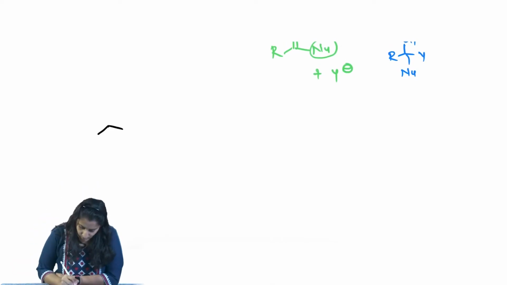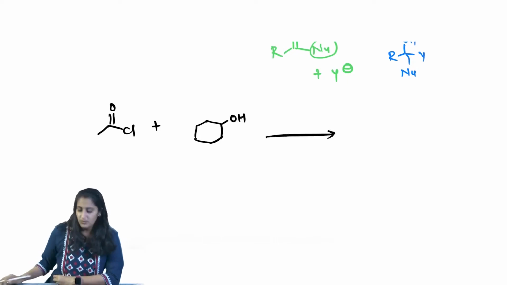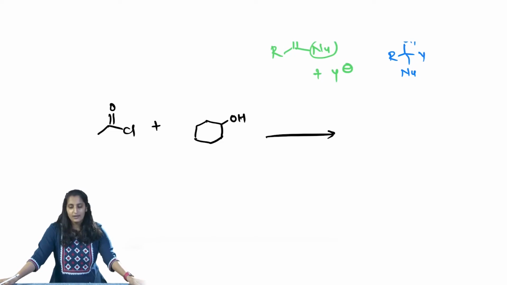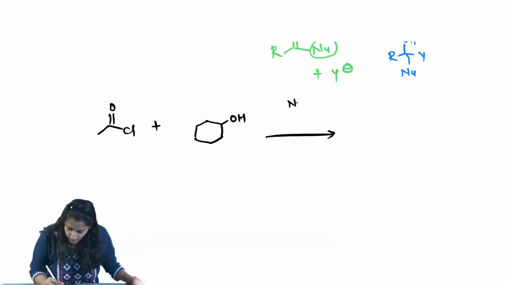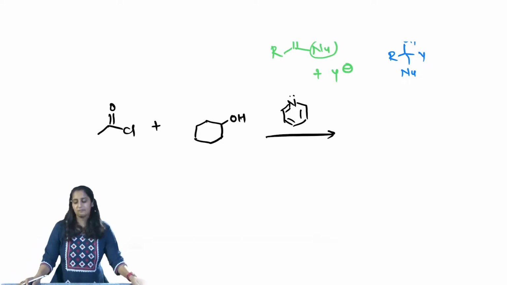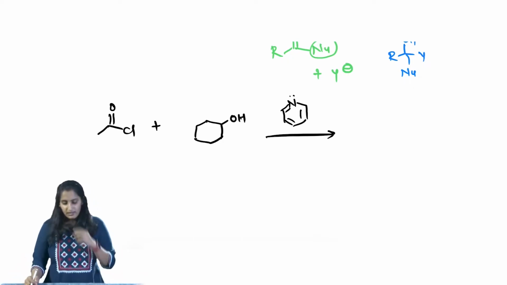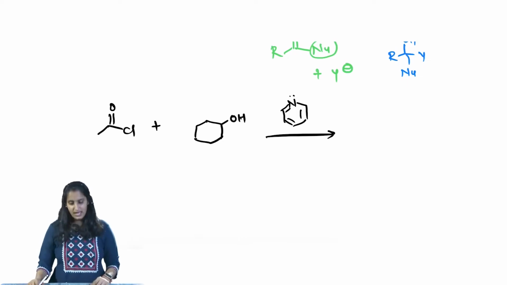So, I am going to start with acyl chloride and I am going to react it with cyclohexanol. Now, what I am going to do is I also need some kind of a solvent and a base for this reaction to happen, and that is going to take place with the help of pyridine. Okay. So, it is a good base and it is a relatively nice solvent for doing this reaction.